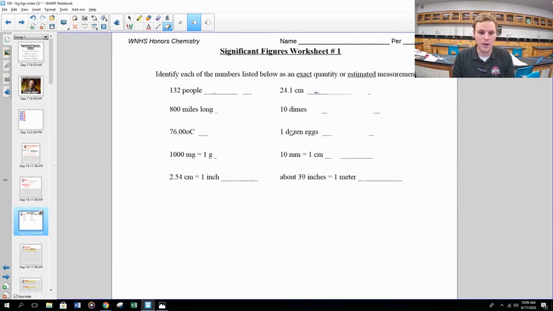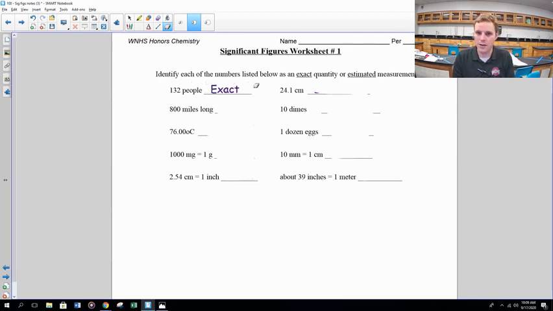Okay, so if I'm looking at this, 132 people, that is an exact value, because you just counted how many people there were. 800 miles long, well, that's some sort of measurement, and so that's going to be estimated because someone had to measure that. 10 dimes, again, is counting, so that's exact. 1 dozen eggs, again, that's exact.